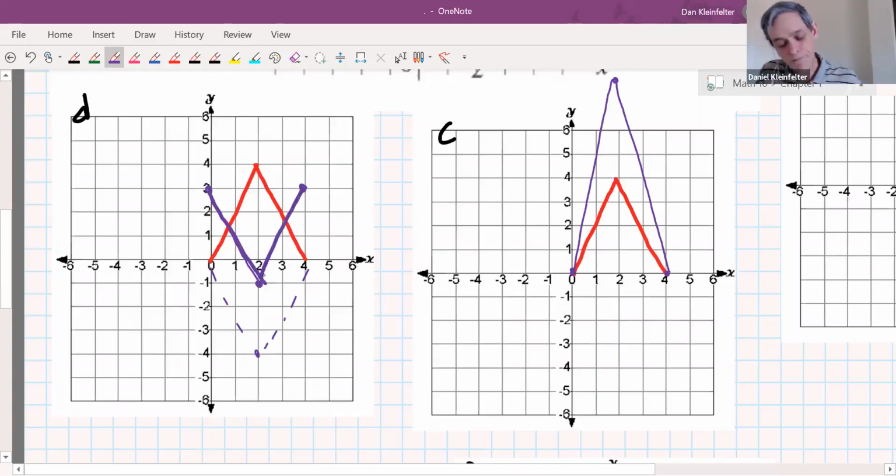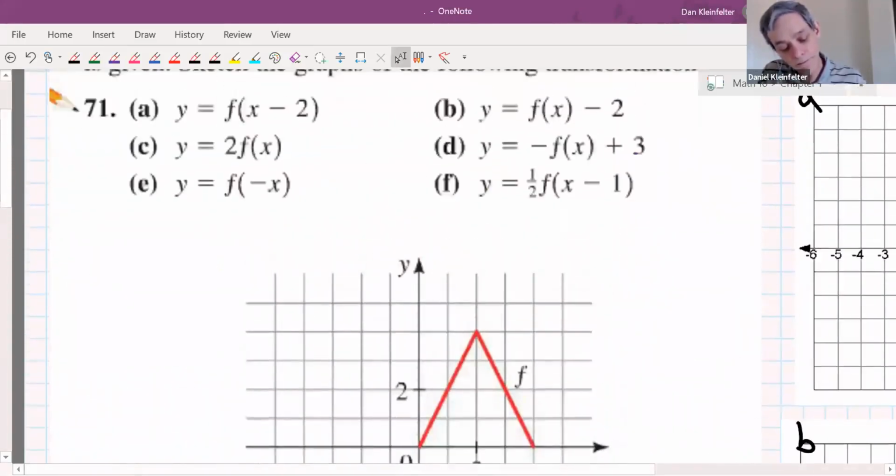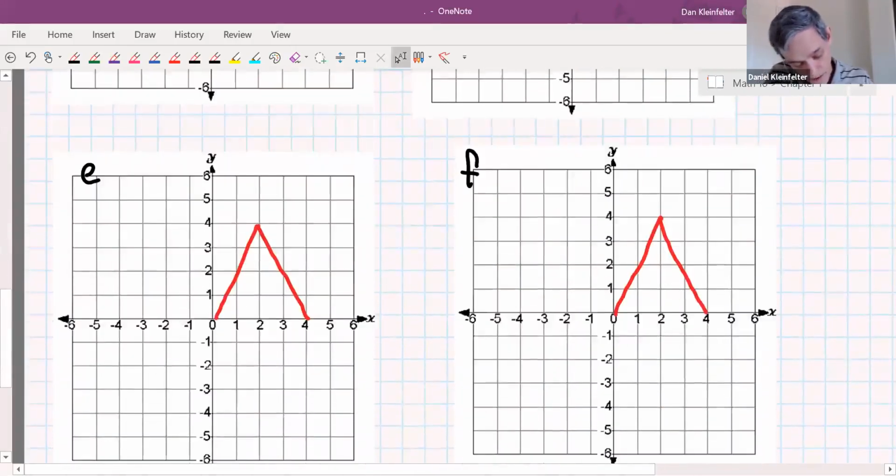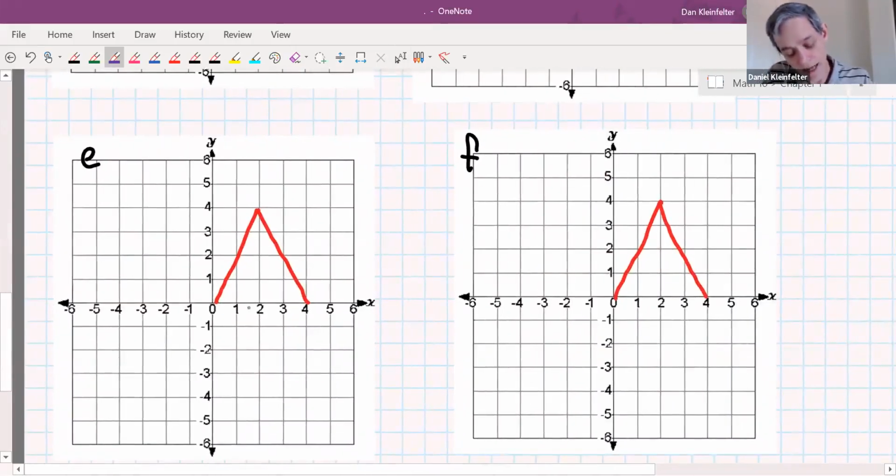Right there. Okay, for E, we're doing f of -x. So that means that we should reflect the graph in the x direction, so across the y-axis. So our x's will become negative. So this will be a reflection to -2, 4, and then -4, 0 for the other intercept.